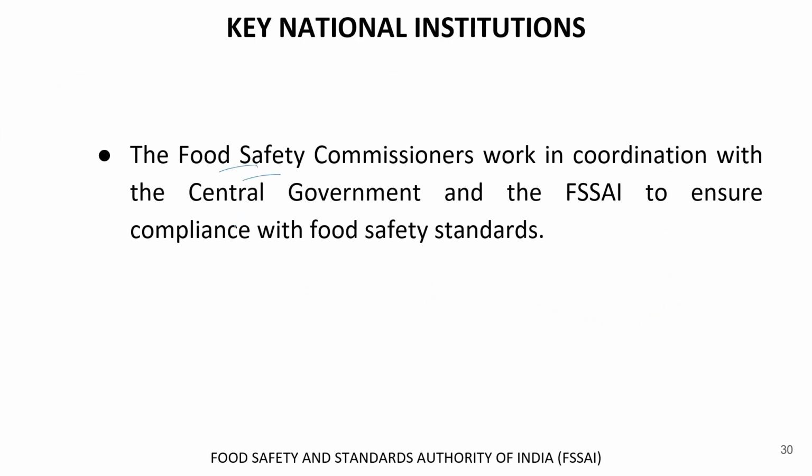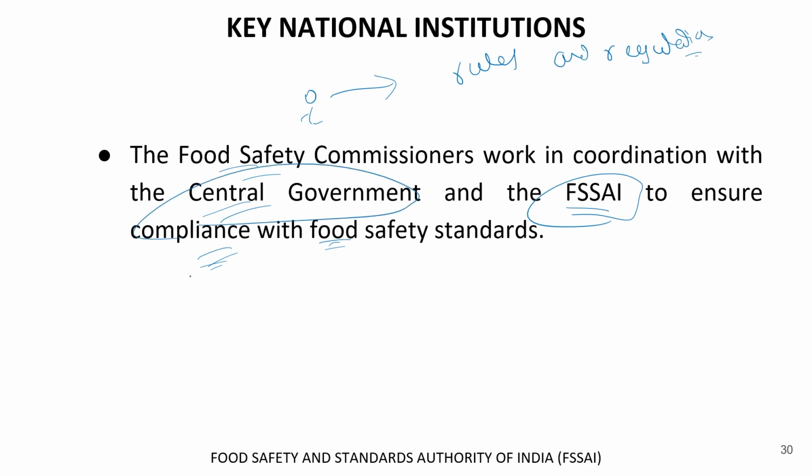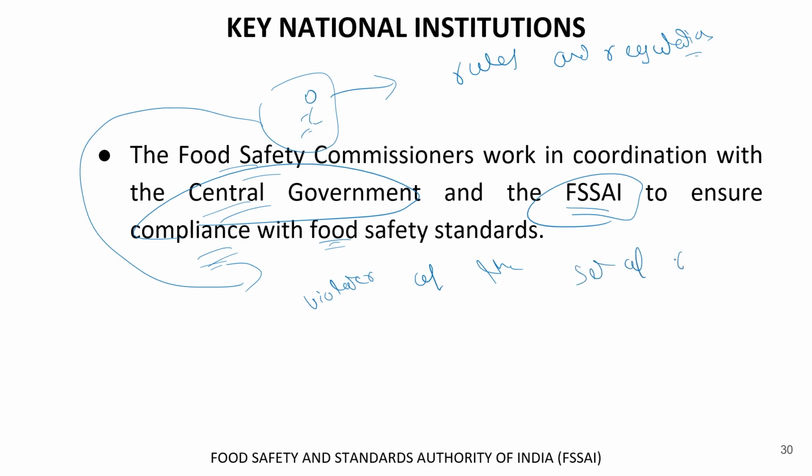The Food Safety Commissioner works in coordination with the central government and the FSSAI to ensure compliance with the food safety standards. Because if they are going to enforce the rules and regulations, they must be aware about the rules and regulations formulated by the authority and the central government. They must also be aware about the steps to be taken if they find a violator of the act, or you can say of the set of rules and regulations.